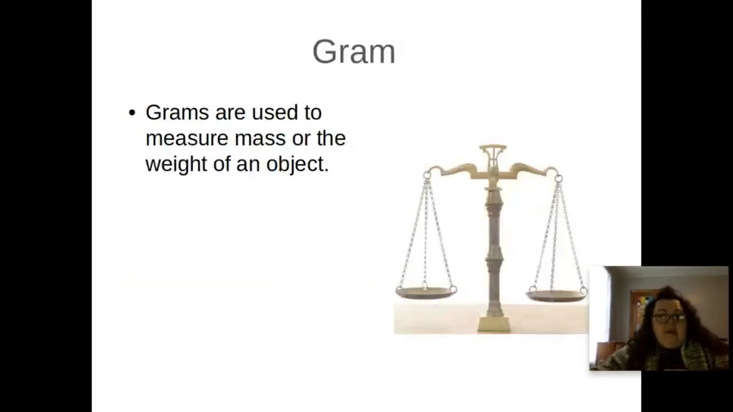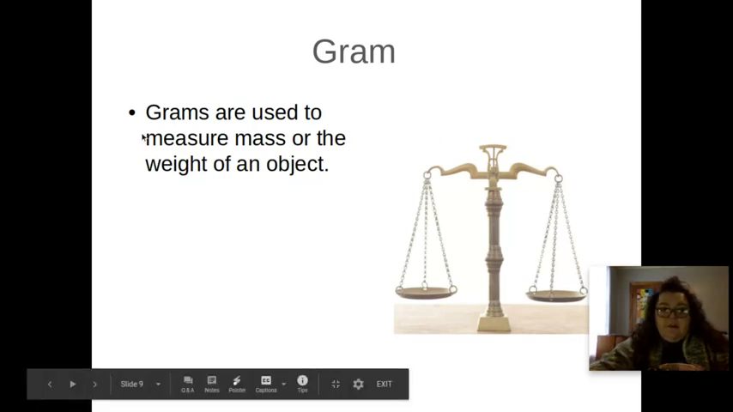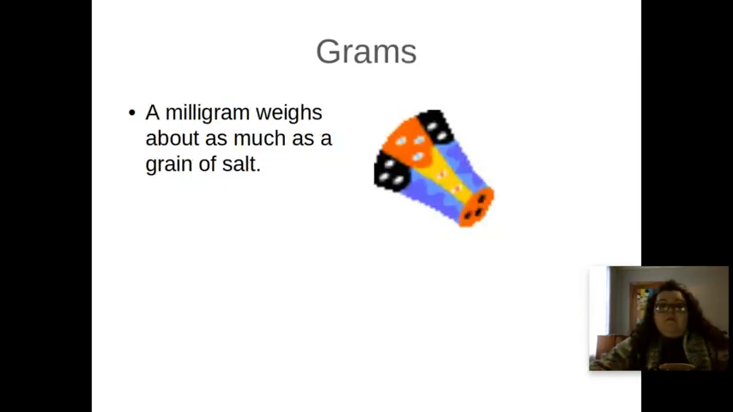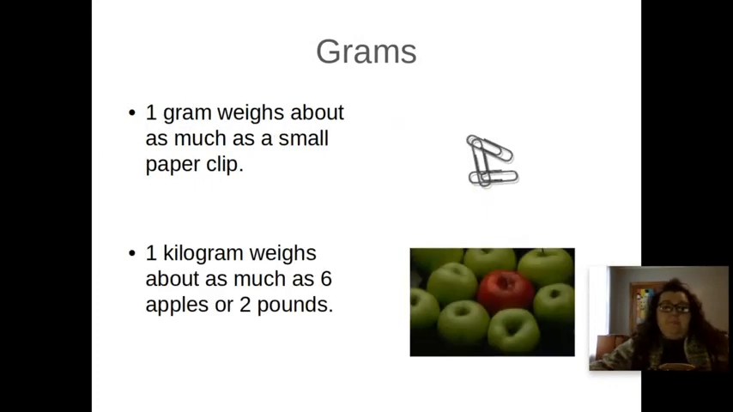So next is mass. We just kind of talked about distances or lengths, and now we're going to talk about mass again. So in the metric system, we use grams to measure an object's mass or weight. So a milligram weighs about as much as a grain of salt. So it's super light. You probably wouldn't feel it unless you're really thinking about it. And 1 gram weighs about as much as a small paperclip.